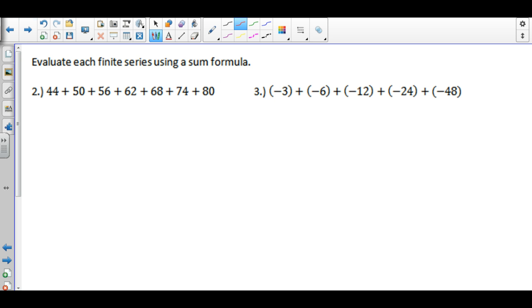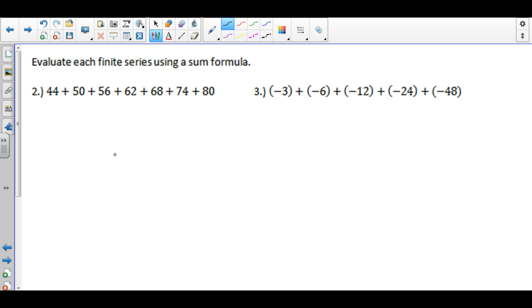For these ones, we're going to evaluate each of these finite series using a sum formula. So we'll have to decide if they are arithmetic or geometric, and if it's arithmetic, we're going to use Gauss's formula. If it's geometric, we're going to use the formula that we have for a finite geometric series. So in this first one, take a second, study this. I know what's going on. I want you guys to figure out what's going on.